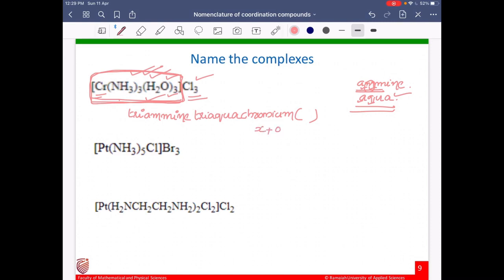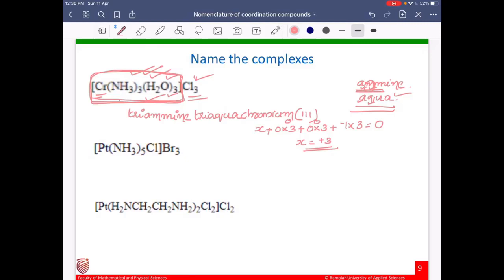Ammonia doesn't have any charge. 3 ammonia groups are there, so the total charge from ammonia is 0 times 3. Plus water doesn't have charge, total 3 water. Plus how many Cl? 3 Cl. We know that the charge of one chloride is -1. This equals 0, so the total should be 0. So X minus 3 equals 0, so X equals +3. So +3 means we have to put the Roman numeral 3.